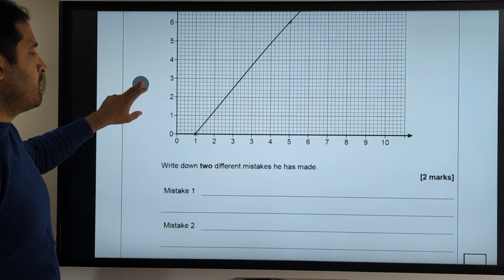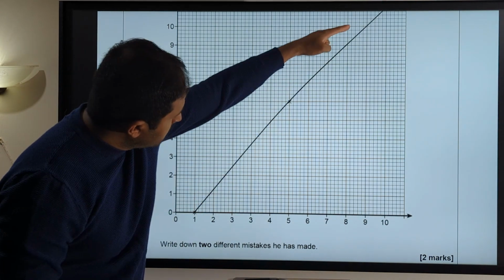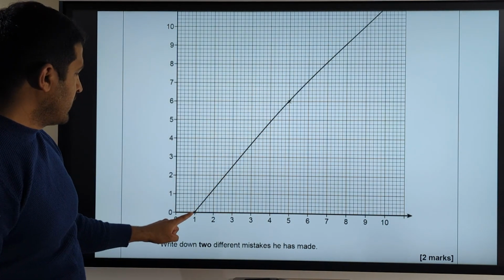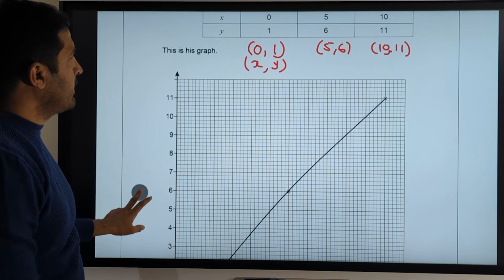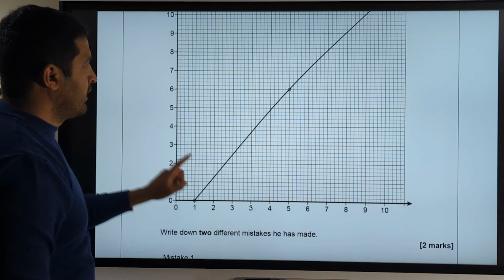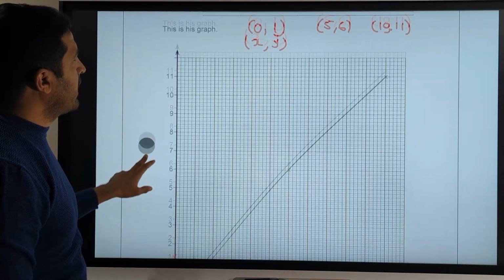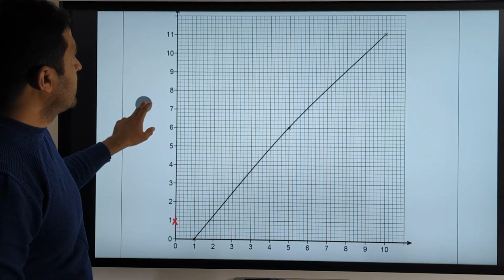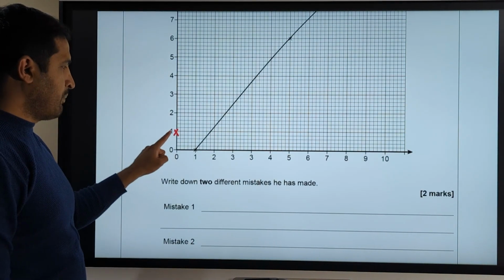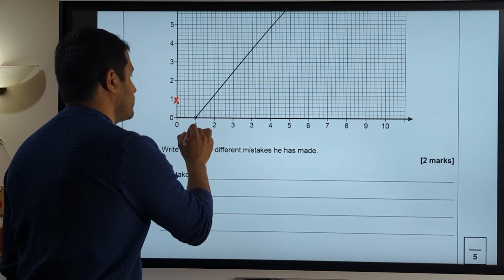Write down the two different mistakes he has made. So that's a curve, not even a straight line. Let's look at the points. That's 1, 0, not 0, 1. We need the point 0, 1. So 0 across, 1 up. So it should have been here. Let's look at the next point here. 5 across, 6 up. So that's right. And then 10 across and 11 up. So 10 across, 11 up. So the first mistake, that point should have been 0, 1. The first mistake is the point is not in the right place.